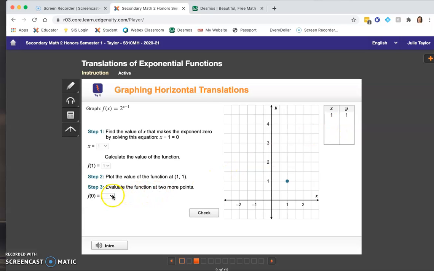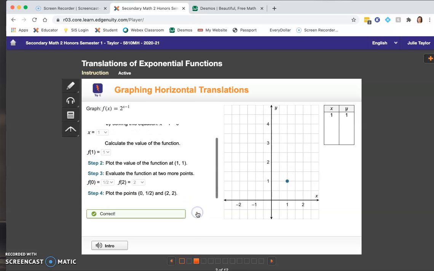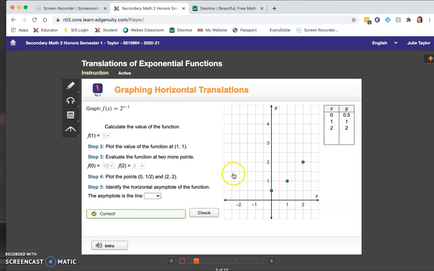Now we're going to evaluate the function for 2 more points. When we substitute 0 into this, 2 to the 0 minus 1 is 2 to the negative 1, which is 1 over 2 to the positive 1. So that's just 1/2. And then if we put in f of 2, we're going to find out that that's 2 to the first power, which is just 2. So now we can plot these points at (0, 1/2) and at (2, 2). Notice it's in the table over here.